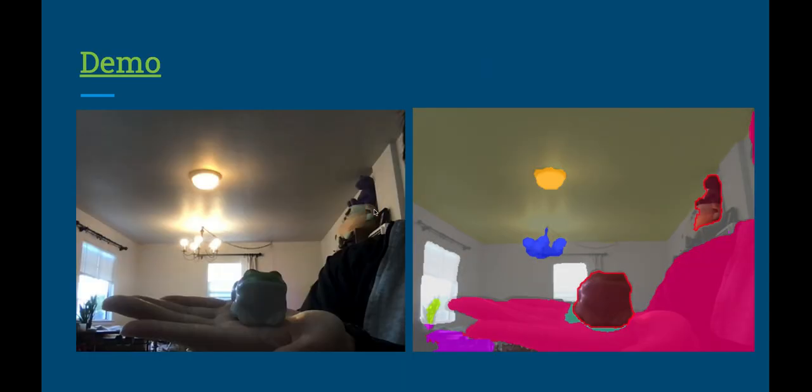Here's the demo I had, but I don't have time for that. So thank you so much. As you can see here, it's able to outline the frog, outline my toys and the lamps and the plant in the background and my hand, and understand that this hand was a person. And that's it.